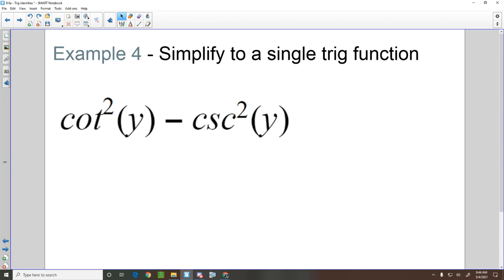Yes, that's the right identity. How can you rearrange these to make it look like this?